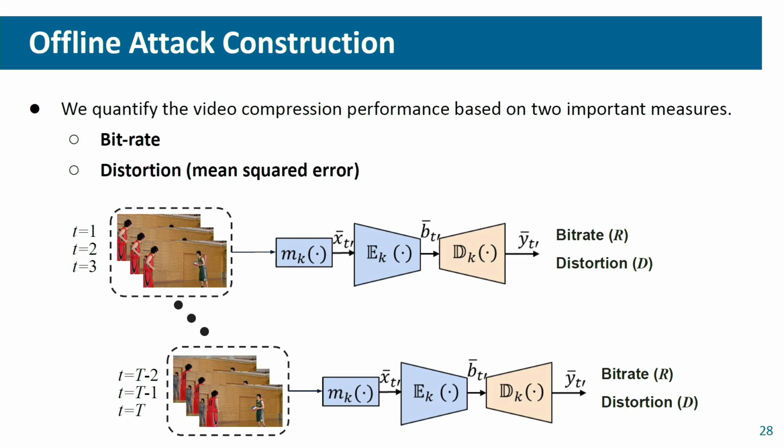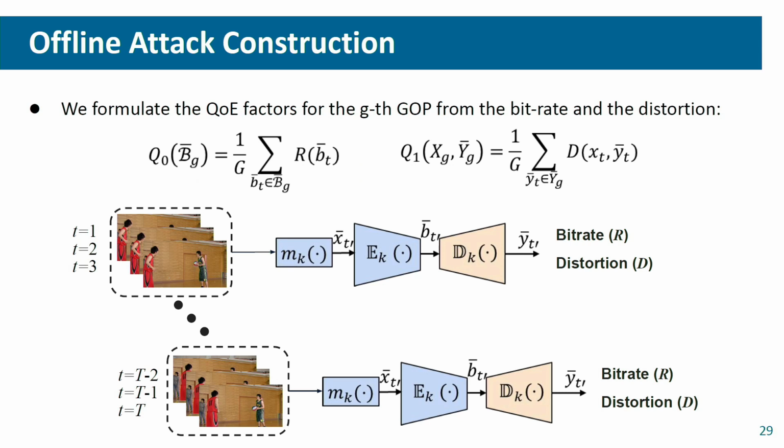We quantify the performance of the victim video compression based on two important measures, bitrate and distortion. By the characteristics of the temporal coding structure, video compression constructs a chain of dependency between all adjacent frames in each GOP. So we formulate the QoE factors for each GOP from the bitrate and the distortion measure with an average function.